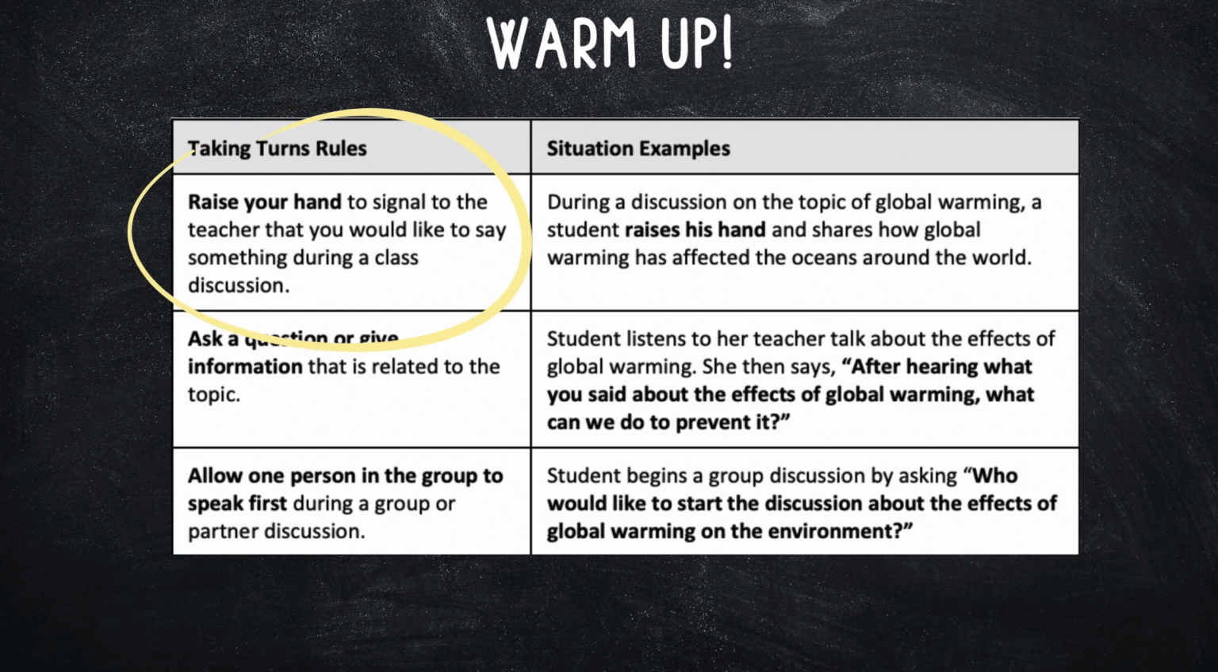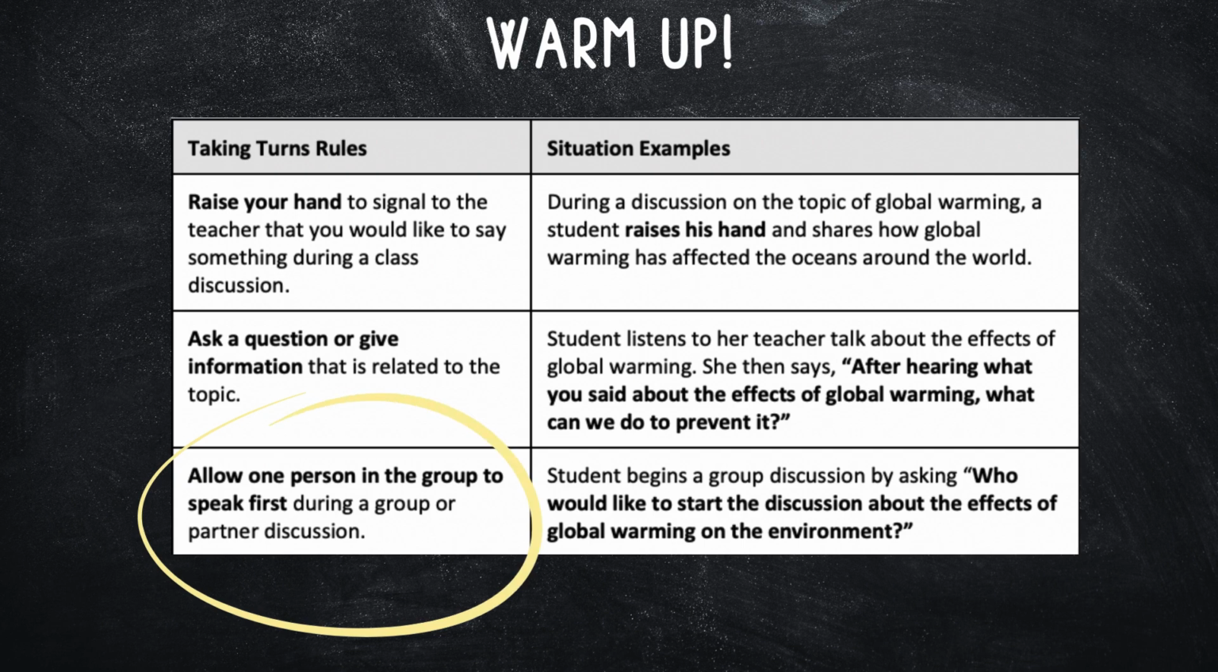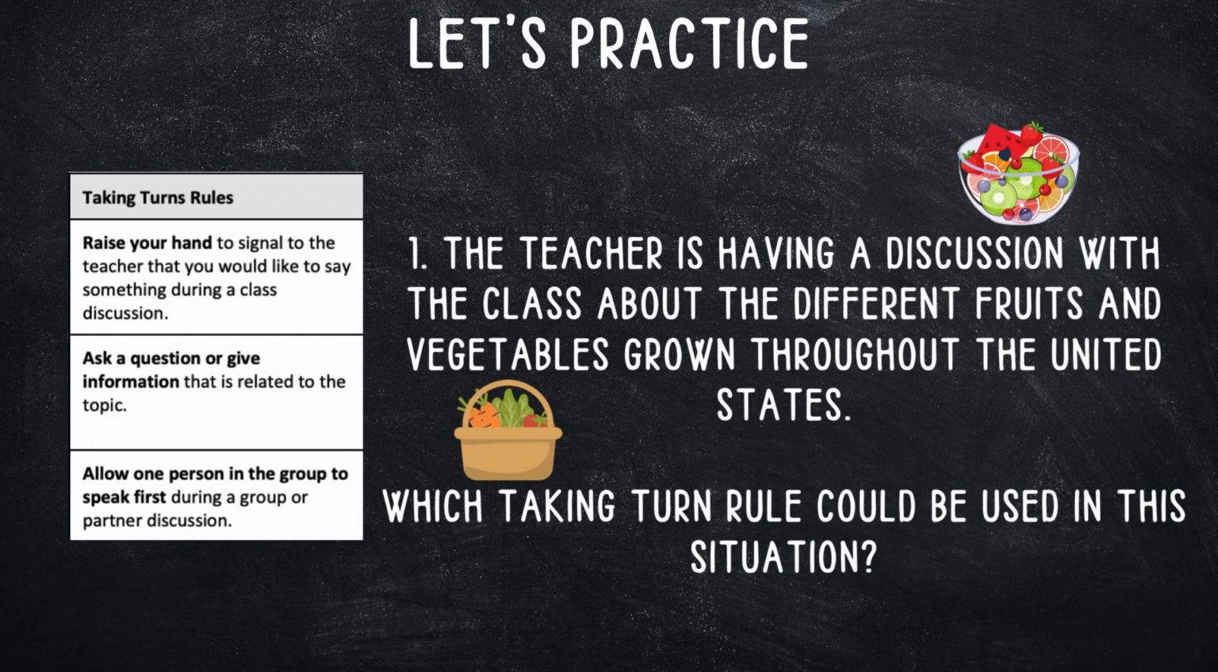Taking turn rules. First, raise your hand to signal to the teacher that you would like to say something during a class discussion. Ask a question or give information that is related to the topic. And finally, allow one person in the group to speak first during a group or partner discussion.